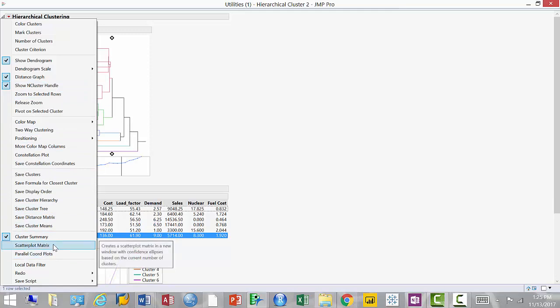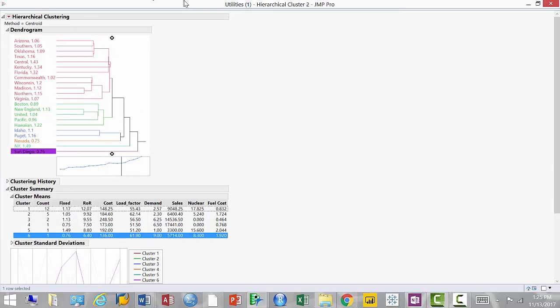Scatter plot matrix. No, that's not it. Pivot. No, that's not it. Dendrogram. Okay, so I'll show it to you next class. I'll find out how to bring it up and show you in the next class.